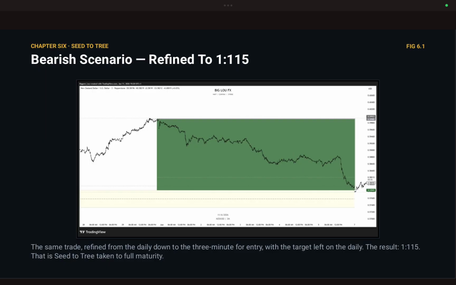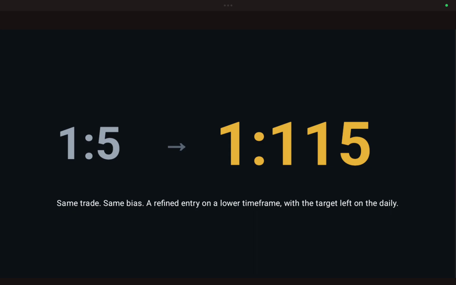This case is, of course, not impossible, but it takes some level of practice. So a trade that was 1:5 became a 1:115 trade. Same trade, same bias, so a refined entry on a lower time frame with the target left on the daily. So you get in on this trade, you forget about it till that target is met. Till that target is met, you make crazy money.